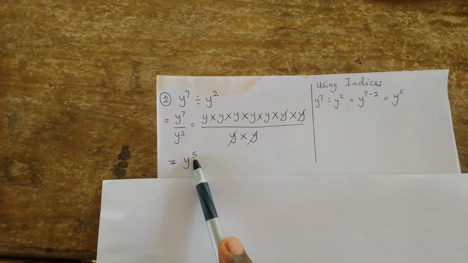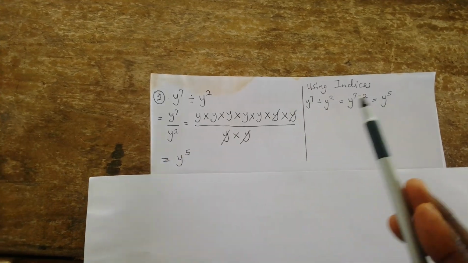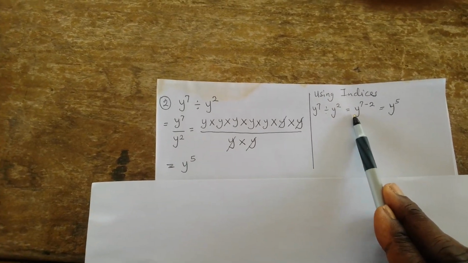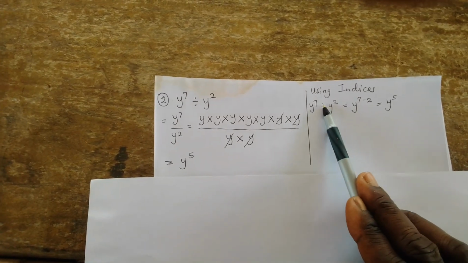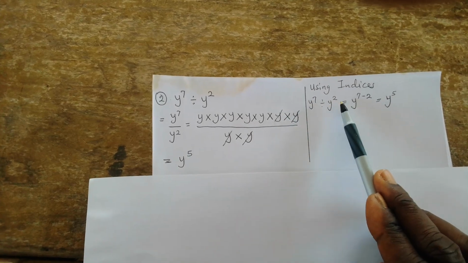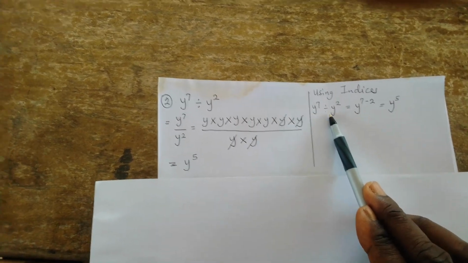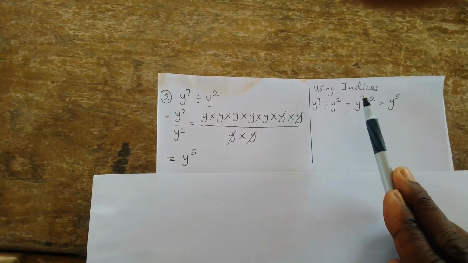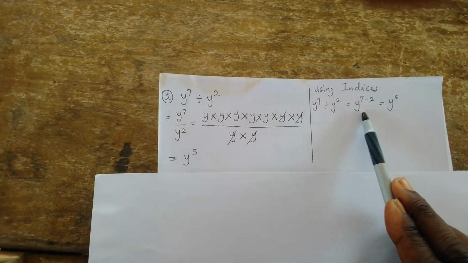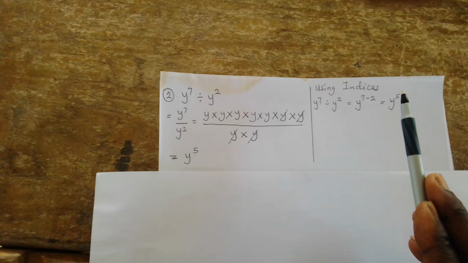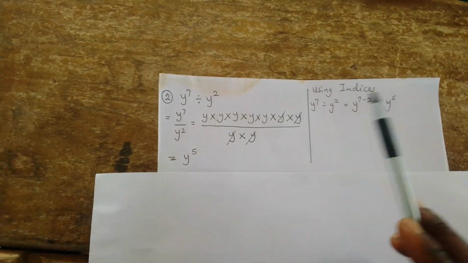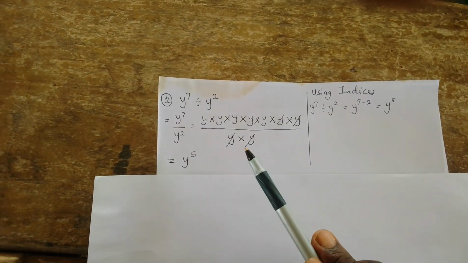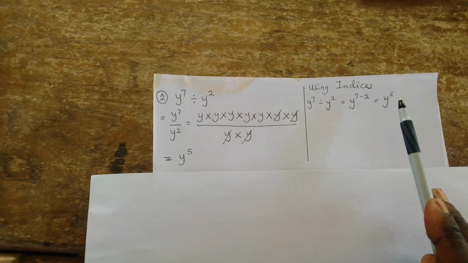But if you want to apply the law of indices, you have y raised power 7 divided by y raised power 2. The law says that if it is division, what you need to do is subtract the powers. So y raised power 7 minus 2 should be equal to y raised power 5. You can see that we are getting the same answer.